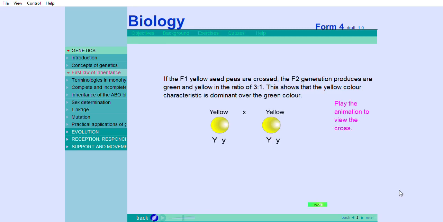If the F1 yellow seed peas are crossed, the F2 generation produces green and yellow in the ratio of 3:1. This shows that the yellow color characteristic is dominant over the green color. Play the animation to view the cross.